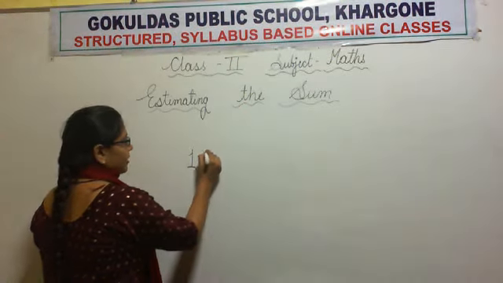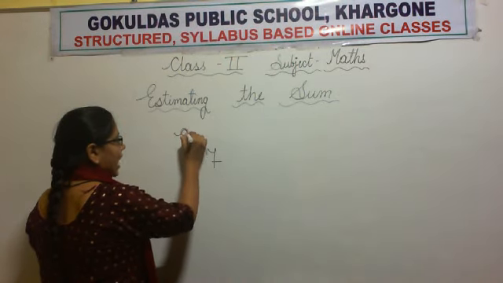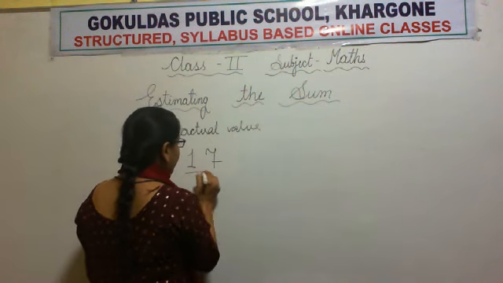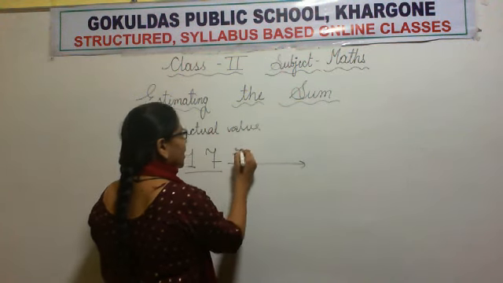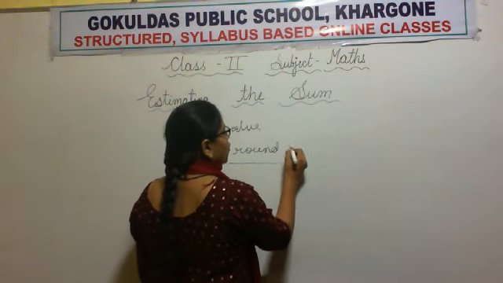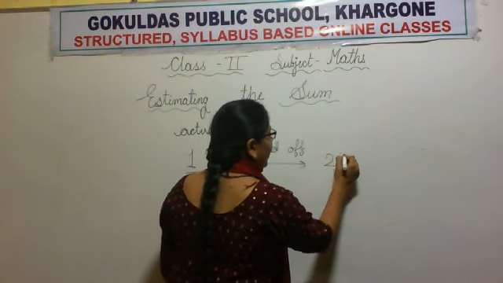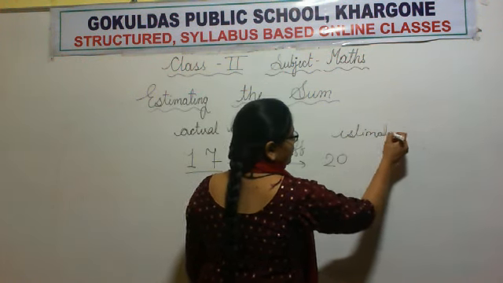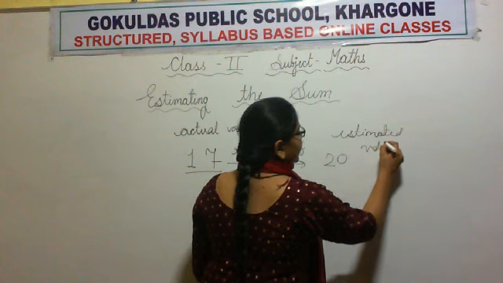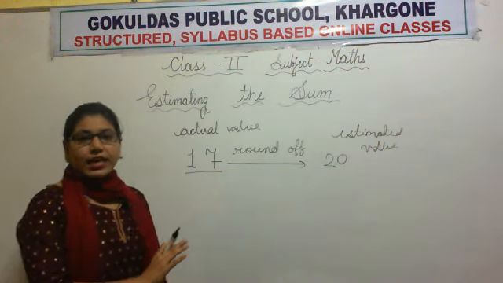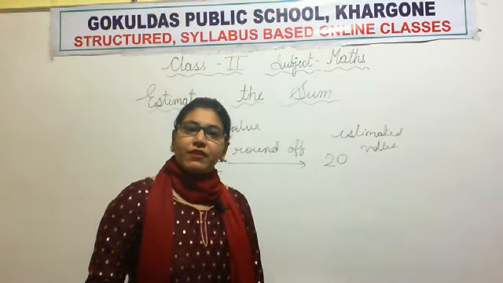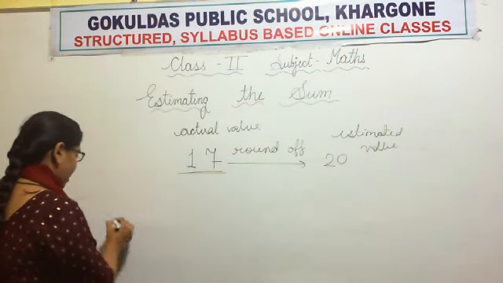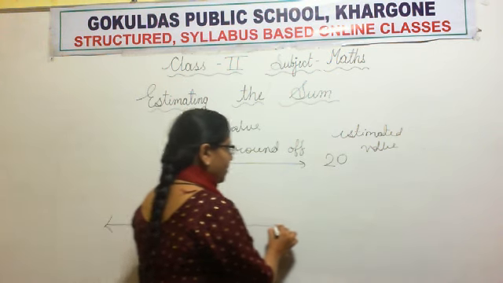Suppose this is the number 17, this is the actual value. When we round off this 17, we get 20. So this is our estimated value. These things we have learned in our previous lecture. We learned how to round off the number. Let us have a quick revision of how to round off a number.